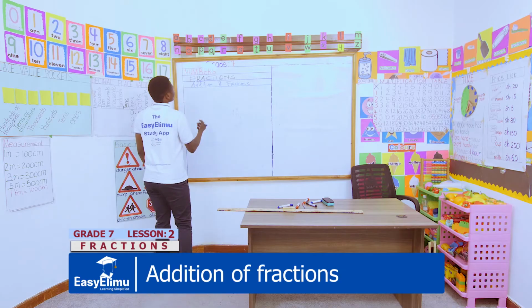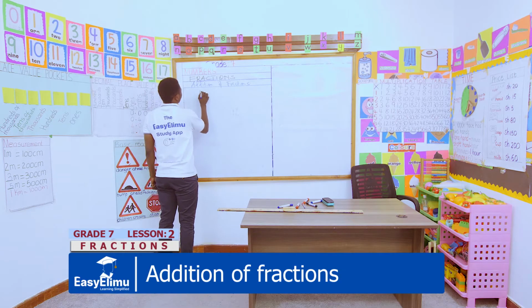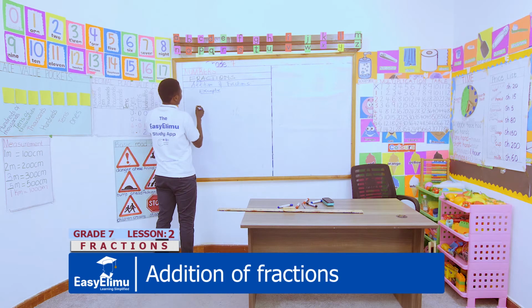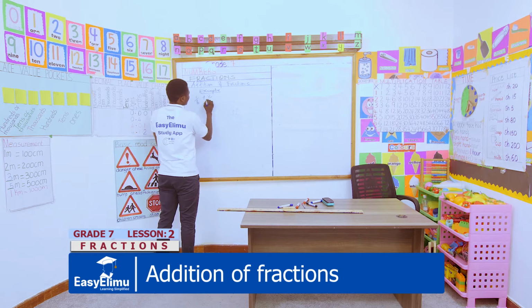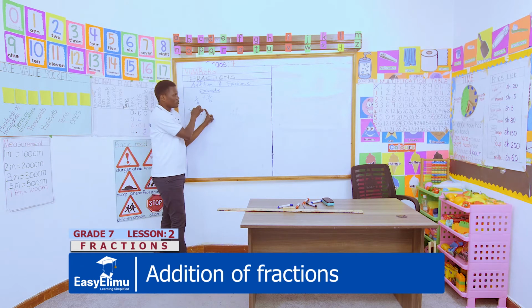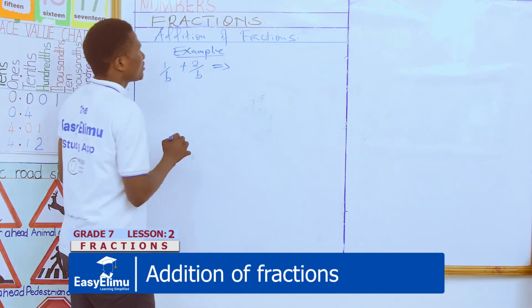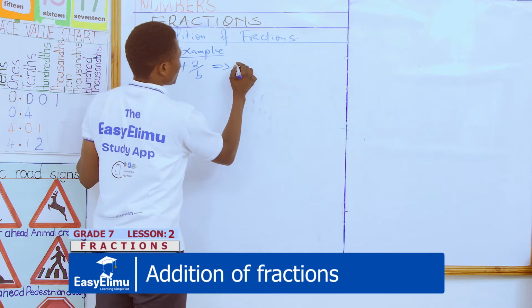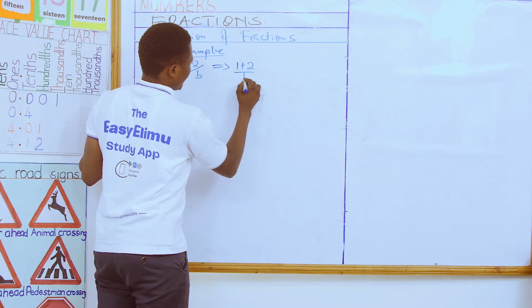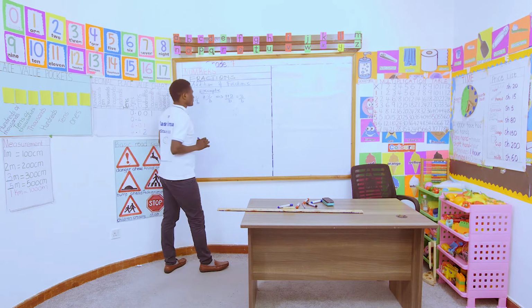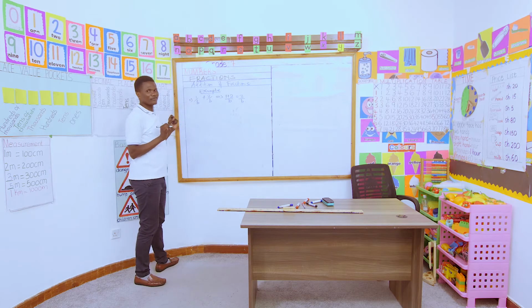For example, in grade 4, if you had a fraction like, say, 1 over b plus 2 over b. In this case, the denominator is the same. It is b. If that is the scenario, then all you are expected to do is to add the numerators. Then you retain the denominator the way it is, such that you'll get 3 over b. That is something that you did in grade 4.